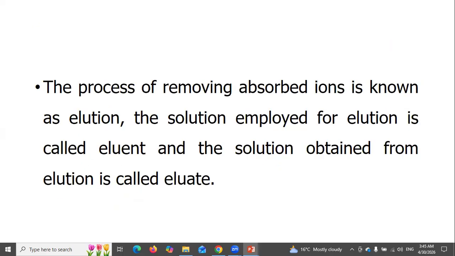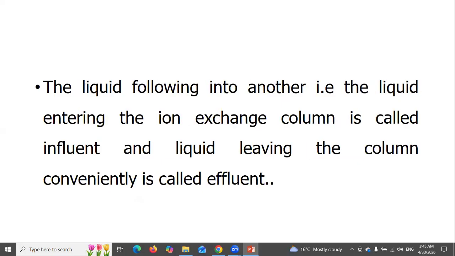The process of removing observed ions is known as elution. The solution employed for elution is called eluent, and the solution obtained from elution is called eluate. The liquid entering the ion exchange column is called influent, and the liquid leaving the column is called effluent.